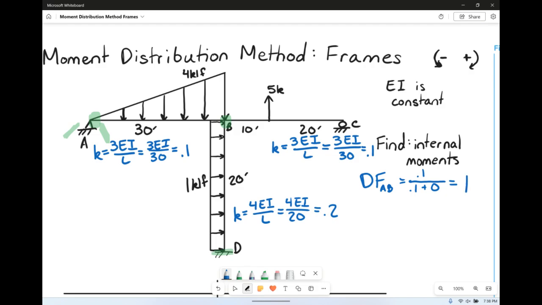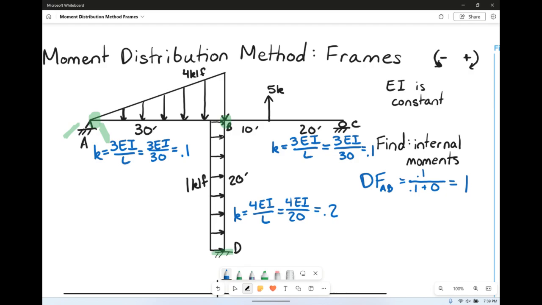What that means is that anytime you would try to distribute moment over to the pin, it is going to give it all away, because we can't have a moment at the pin. It's an end pin, so it's literally letting it all go. There's not going to be internal moments there. It's just going to let it all go away.